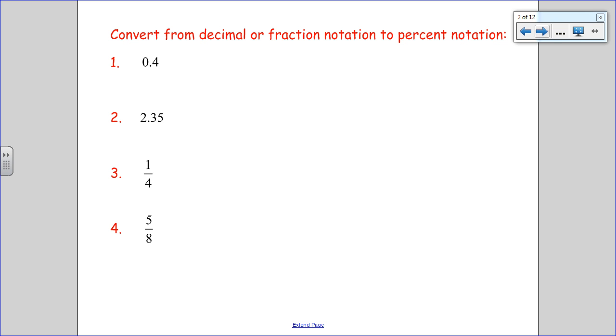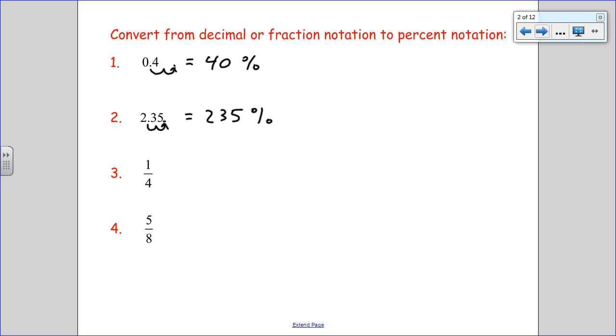It's also important to be able to convert from decimal or fraction notation into percent notation. Let's look at some examples. The first one, 0.4. Since we're converting from a decimal to a percent, we can reverse our earlier process. Just move the decimal point 2 places over to the right. Notice that we will add a placeholder 0 and the percent sign. 0.4 is equivalent to 40%. Problem 2, 2.35. Again, we move the decimal over 2 places, and we see that's equivalent to 235%.